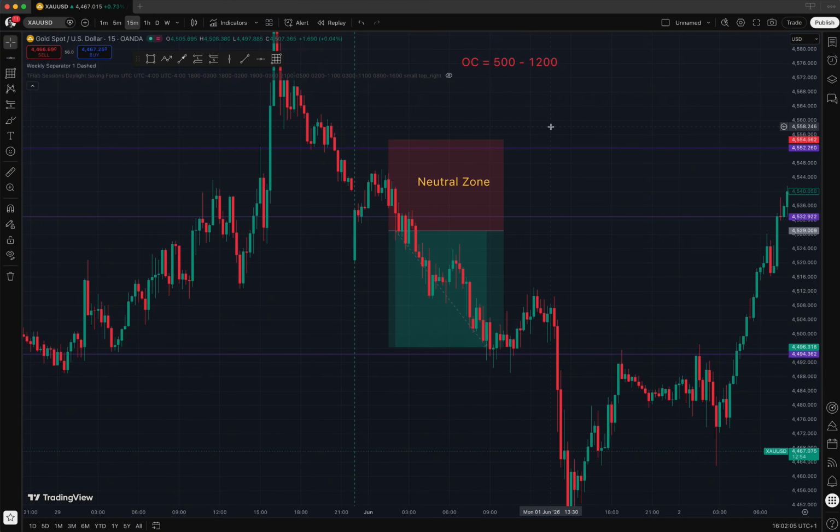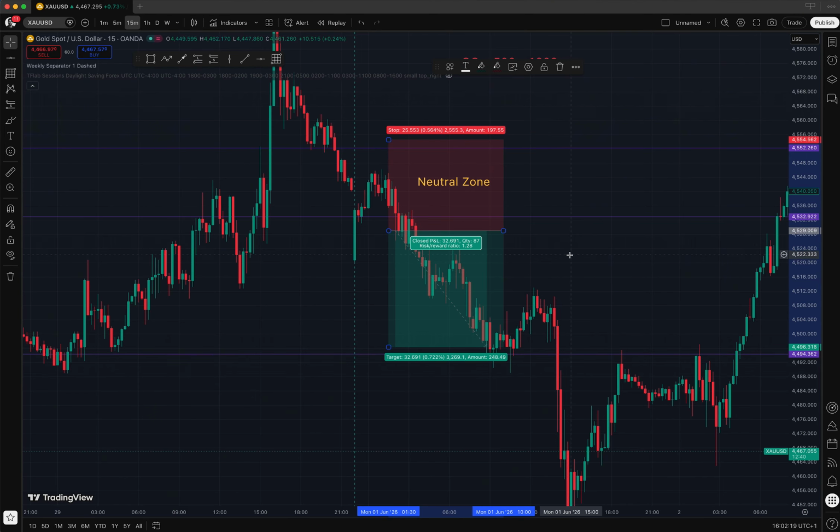So it's logical. Now I opened this one and I made, look, let's say $32, because I was at 0.01 lots, standard lots, and that's it. So that is the main strategy.